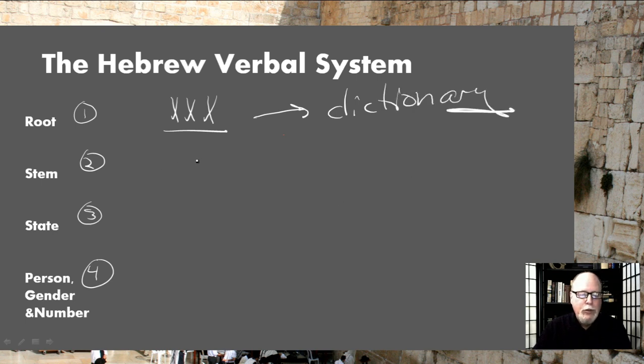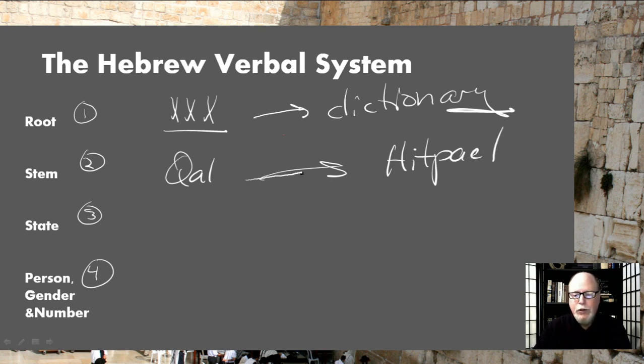The stem is going to be that movement of intensity all the way from the Qal to the Hitpael. And the Hitpael is the intensive reflexive. So the further you move along this scale, you're going to become more intensive to causative with the Hifil and Hofal, and then the Hitpael is going to be the intensive reflexive.